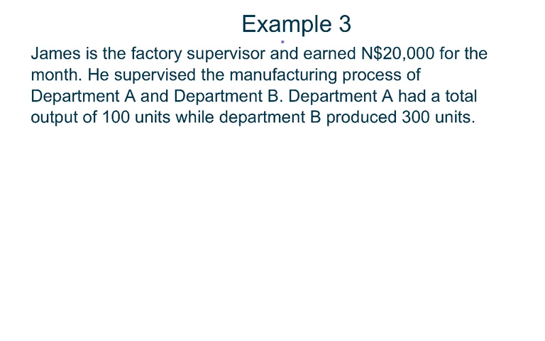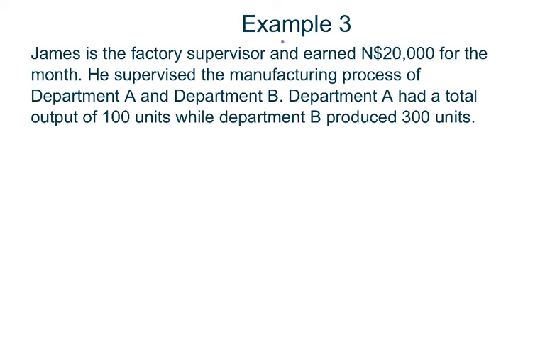If we look at example number 3, we have James. He's the factory supervisor and he earned 20,000 for the month. Now, James supervised the manufacturing process of Department A and B. Now, Department A had a total output of 100 units and Department B had a total output of 300 units. So we will now take James's salary and we will divide it into Department A and B. So how will we do that?